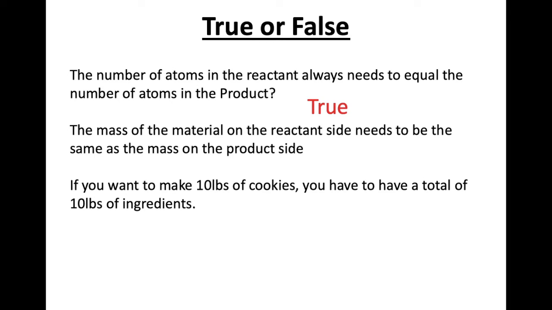Second, the mass of the material on the reactant side needs to be the same as the mass on the product side. This is also true. You can't create mass out of nothing. So whatever mass you're making a reaction out of also needs to be the same amount of mass you have in a product. If you want to make 10 pounds of cookies, you have to have a total of 10 pounds of ingredients. This is true.